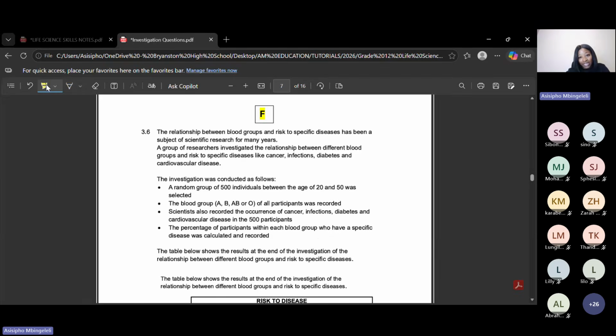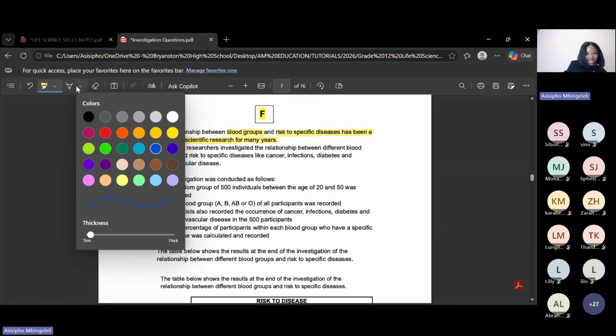Let's do it. Now you can see it's a proper investigation, right? The relationship between blood groups and risk to specific diseases has been a subject of scientific research for many years. A group of researchers... have a highlighter in the exam, if it's allowed. I know in other papers, they do not allow a highlighter, whatever. If they don't allow a highlighter, have a pencil. Have a different color pen, carry a blue and a green or whatever.